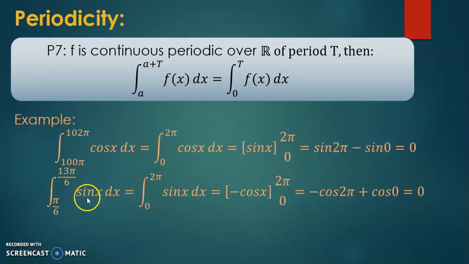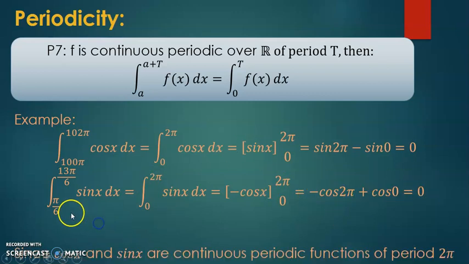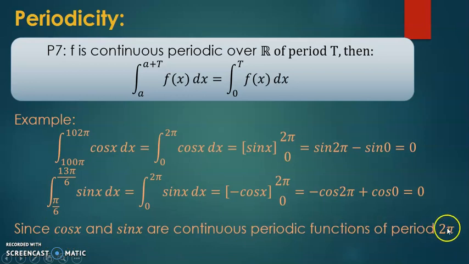Since sine x is also periodic of period 2 pi, check if the difference of the boundaries is 2 pi. Since if the difference is not equal to the period, you can't apply this property. So if you subtract 13 pi over 6 minus pi over 6, you will get 2 pi. So it's equal to the period. So it's the same as the integral from 0 to 2 pi. Now these steps are simple, you'll get 0. And you should write this justification.